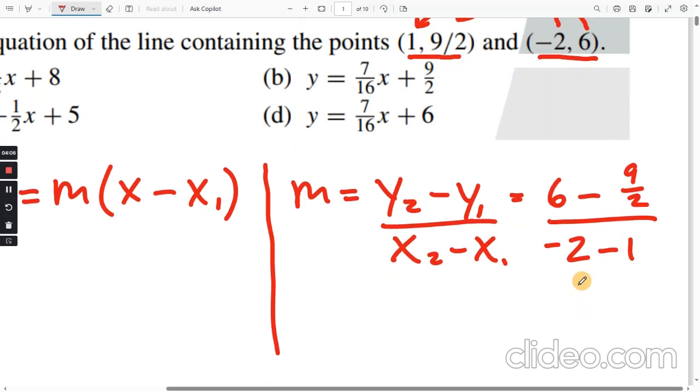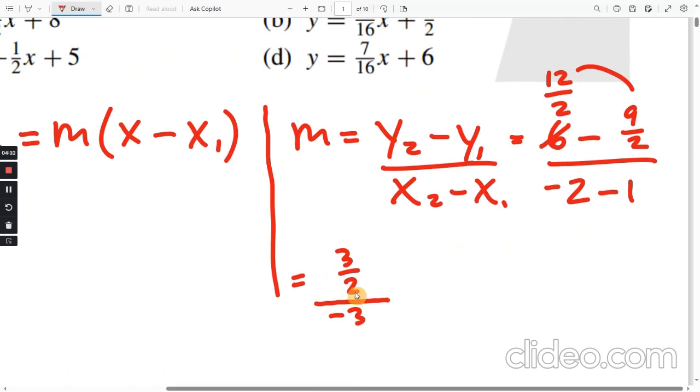And for fractions, you need a common denominator. How many halves is 6? Well, 6 is the same as 12 halves. So 12 halves minus 9 halves. Well, 12 minus 9 is 3, and you still have the denominator of 2. And then negative 2 minus 1 is going to give us negative 3.